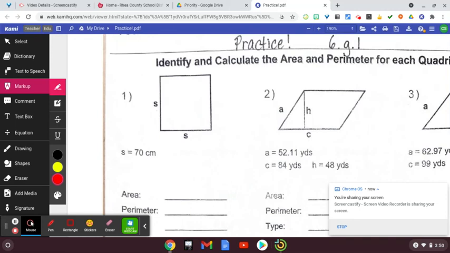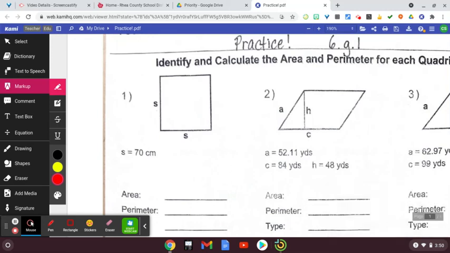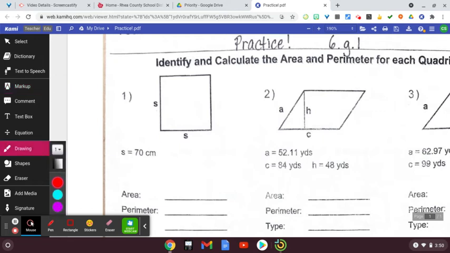Hi, if you were not here the week of March 22nd, this is another worksheet that we actually worked on. This is standard 6G1. So what you're going to work on is finding the area for quadrilaterals, and you're going to see a different variety of them. This is our practice sheet. Okay, so I'm going to go through these one at a time.